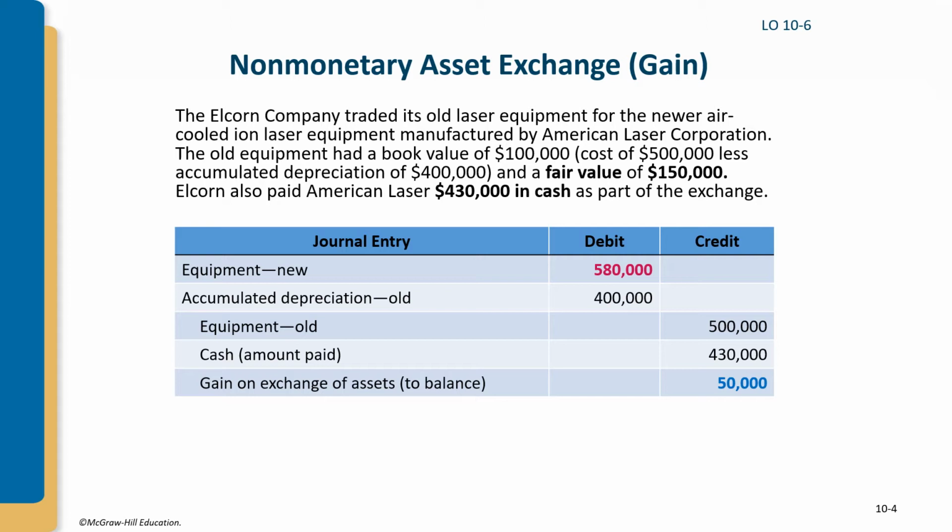So the company gave up an asset worth $150,000 in this exchange that had a book value of $100,000. So there was a gain on the exchange of the asset. And there it is.